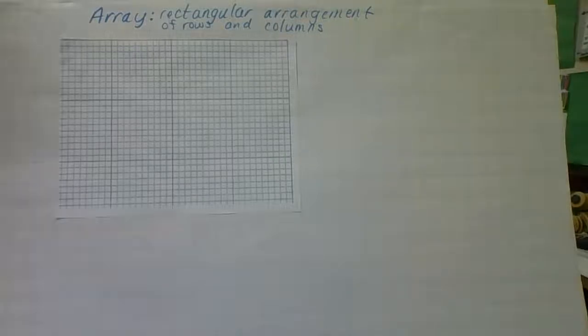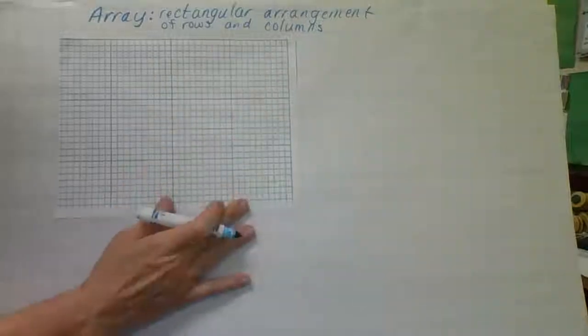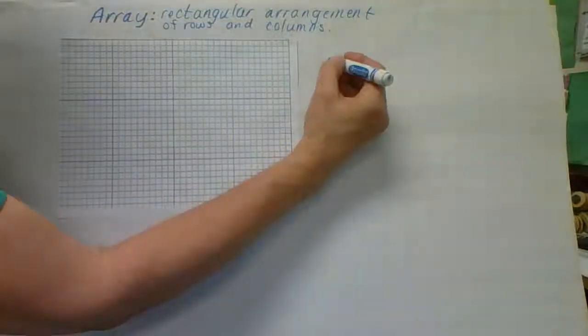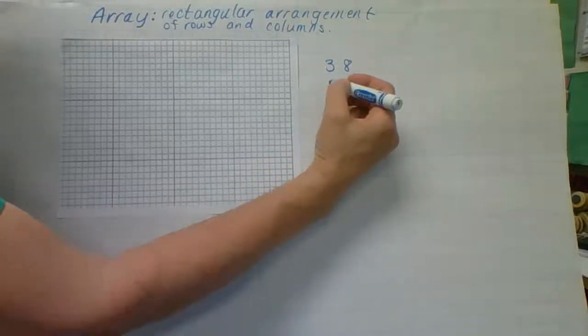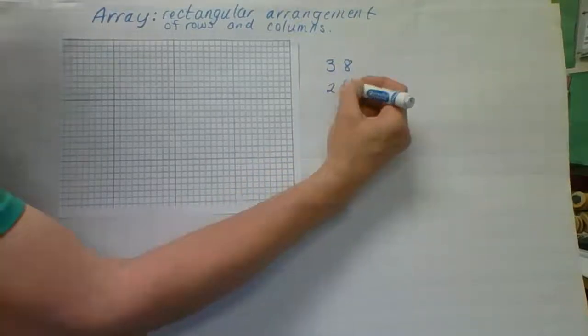Hello parents, the topic of this video is about the array model for multiplication. Students are beginning in 4th grade to do double digit by double digit, so we're going to use one problem as an example. The problem we're going to use is 38 and 24 as factors.